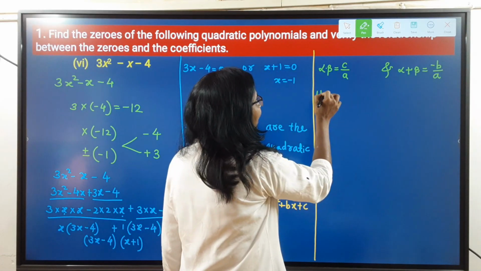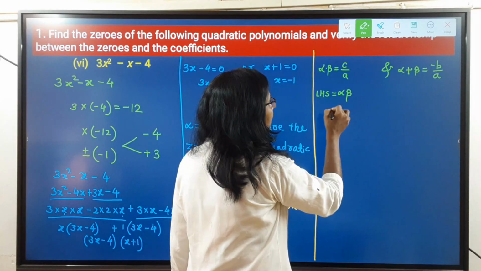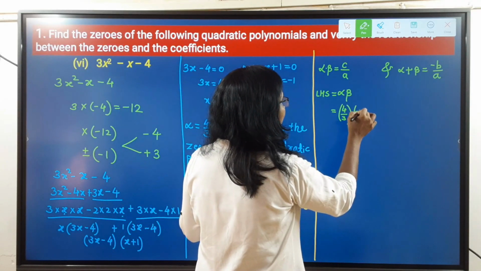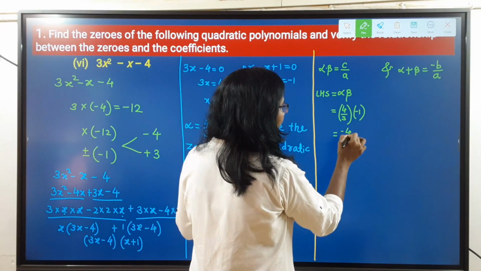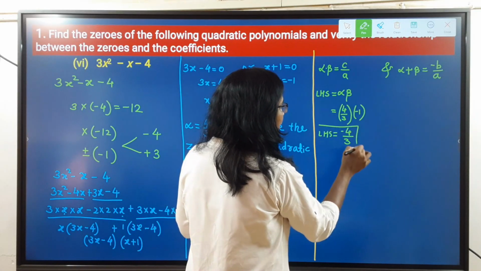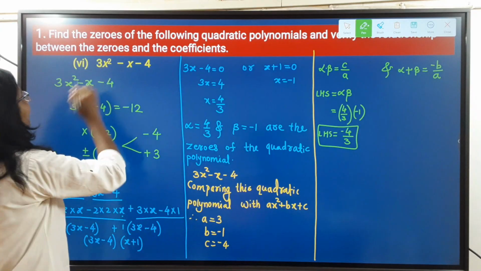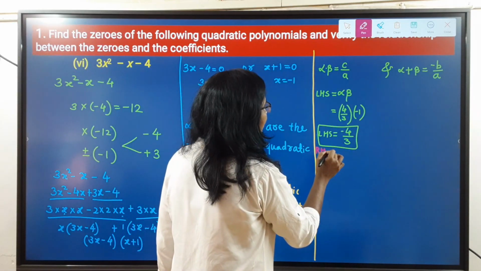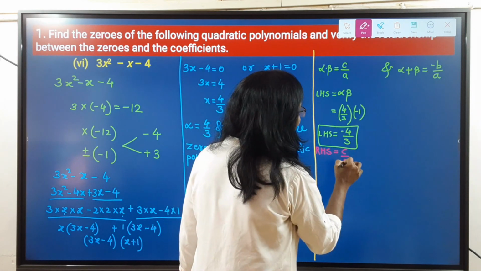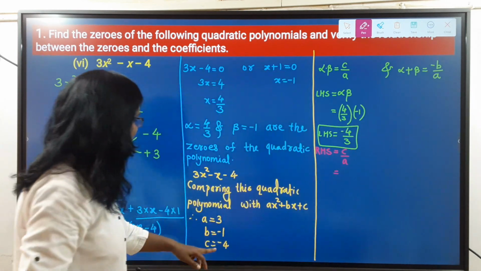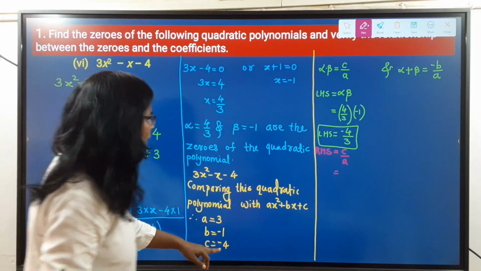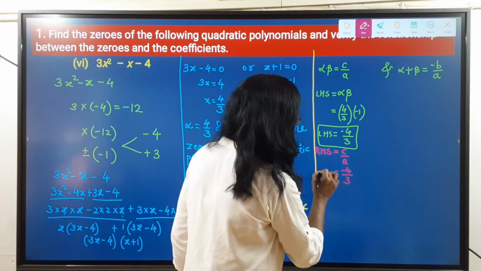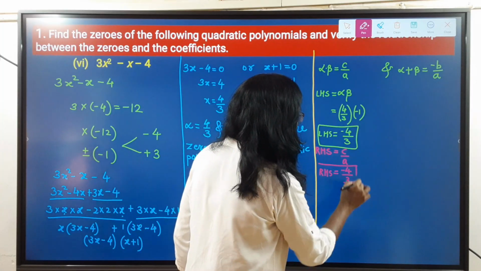So here, students, LHS is equal to alpha into beta. That means here, students, 4 upon 3 multiply minus 1. So here minus 4 upon 3. LHS is equal to minus 4 upon 3. Okay, students? And then here, students, the RHS. Here, RHS is equal to c upon a, and that means, students, minus 4 upon 3. RHS is equal to minus 4 upon 3.